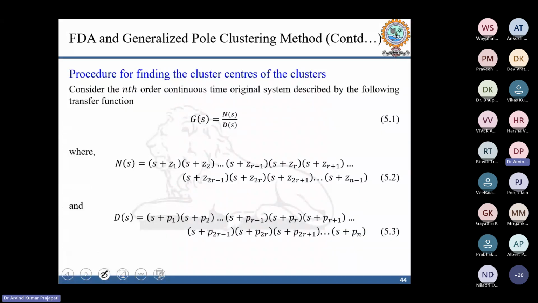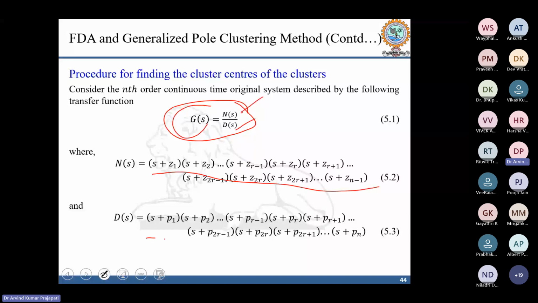So here I'm going to discuss how you can do reduced order modeling by using the pole clustering technique or generalized pole clustering technique. For applying these techniques, you have to convert your original system's transfer function into a pole-zero form. So here I have converted the transfer function of the original system, which is polynomial N(s) over polynomial D(s), into the form of poles and then zeros.